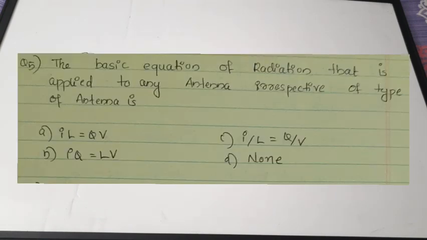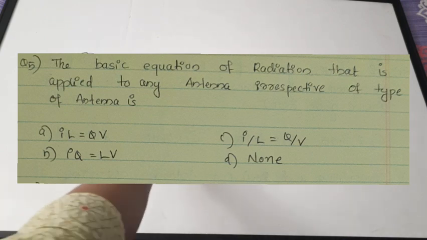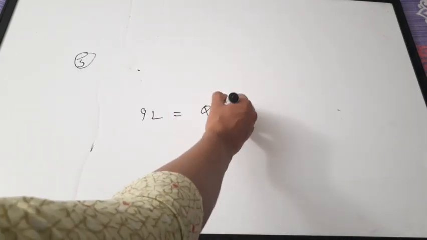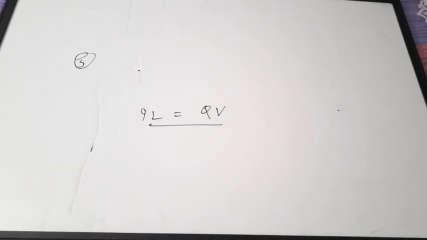Fifth question: the basic equation of radiation that is applied to any antenna irrespective of type of antenna is dash. A, IL equal to QV; B, IQ equal to LV; C, I by L equal to Q by V; D, none. The answer is IL equal to QV, a common equation for all antennas, where I is the current, L is the length of the current element, Q is the charge, and V is the acceleration of charge.